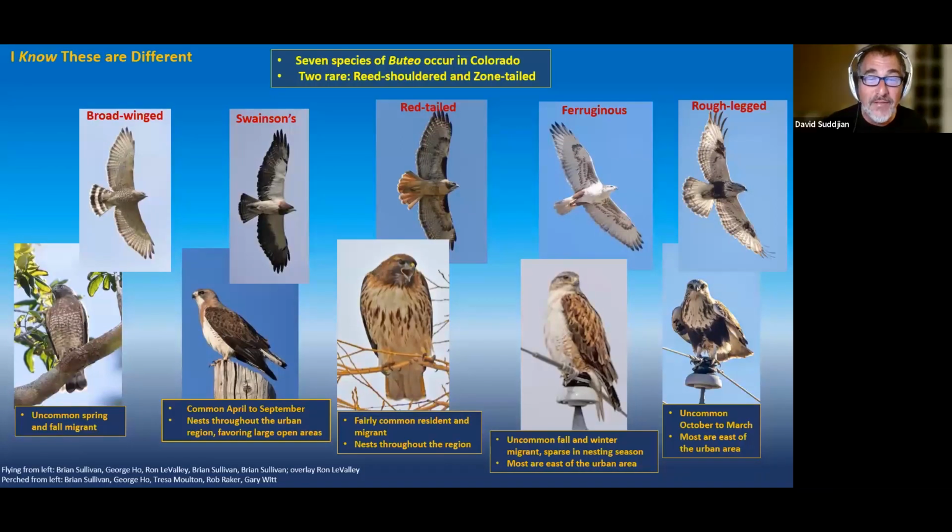Two of them are rare, the zone-tailed hawk and the red-shouldered hawk. Both are rare in Colorado, but we have 4 others in addition to the red-tail that do occur regularly. And we'll just take a little look at each of these very briefly.